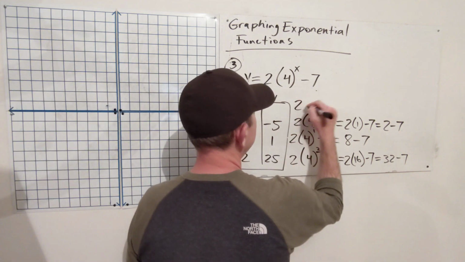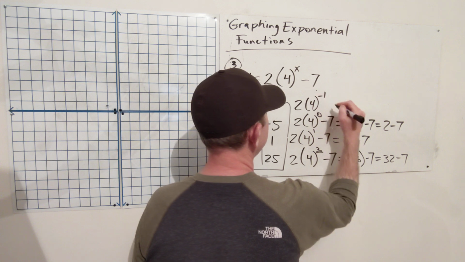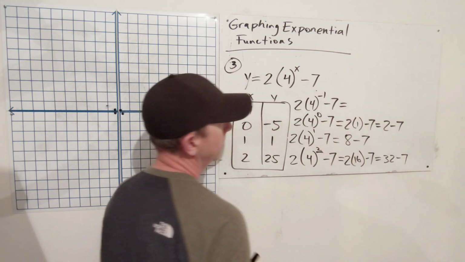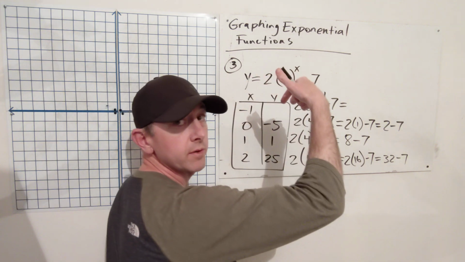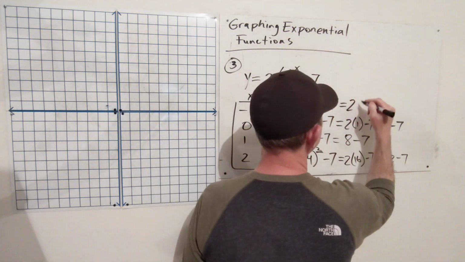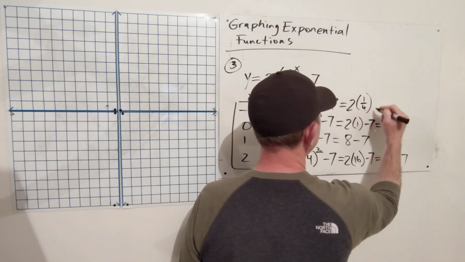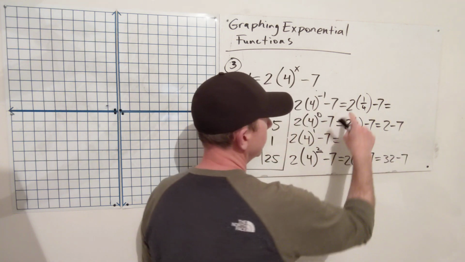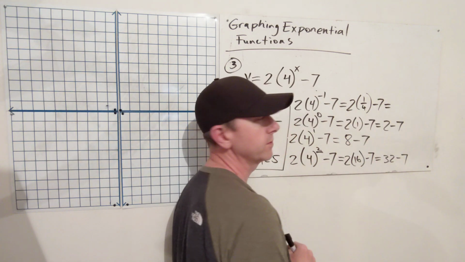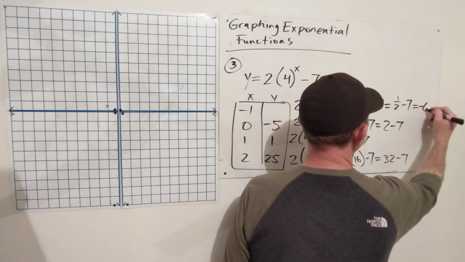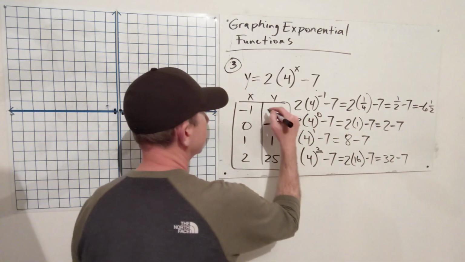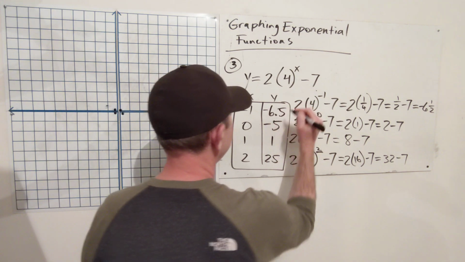And then 2 times 4 to the -1st power minus 7. All right, so again, forget about this for a second. 4 to the -1st is the reciprocal in this case. So we get 2 times 1/4 minus 7. That's 2 times 1/4 is 2/4, which is 1/2. And 1/2 minus 7 is equal to -6.5, which I'm going to write as a -6.5.